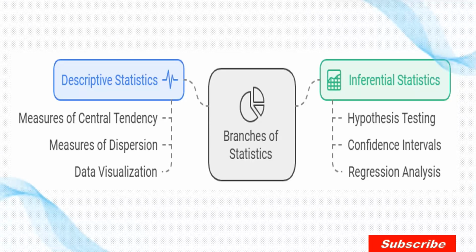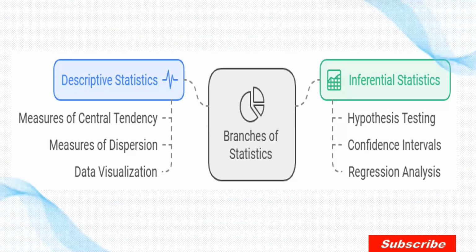Confidence intervals. These give us a range of values that we expect a population parameter to fall within, giving us a measure of certainty in our estimates. Regression analysis, a technique used to understand relationships between variables and make predictions based on those relationships.